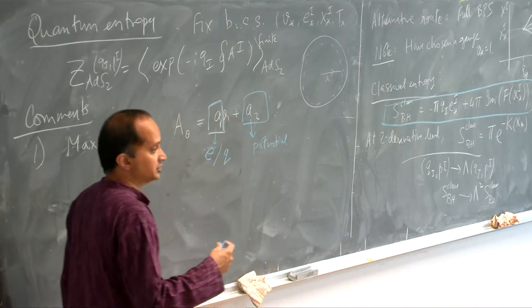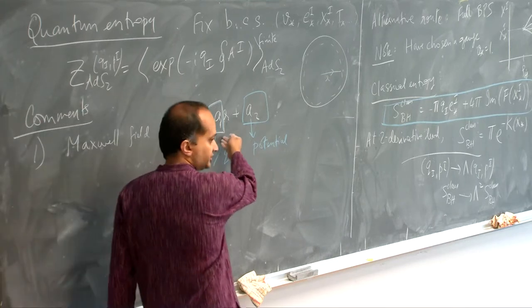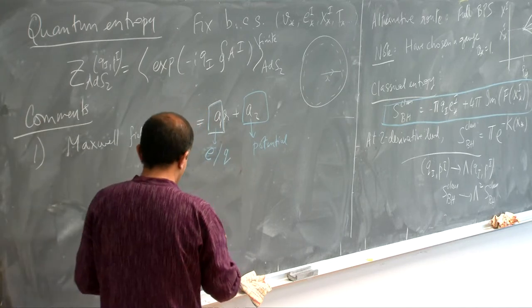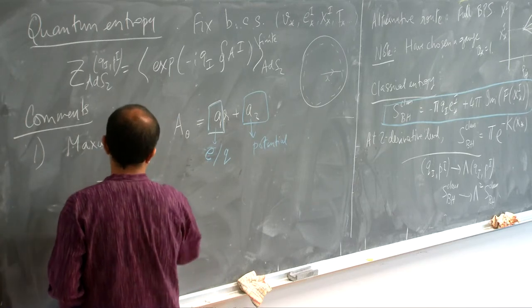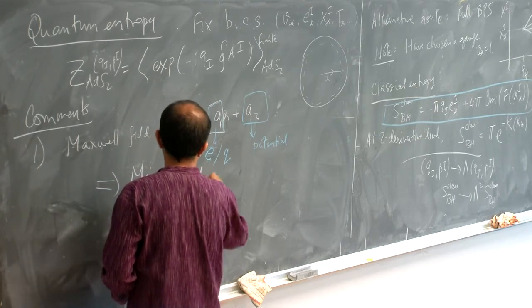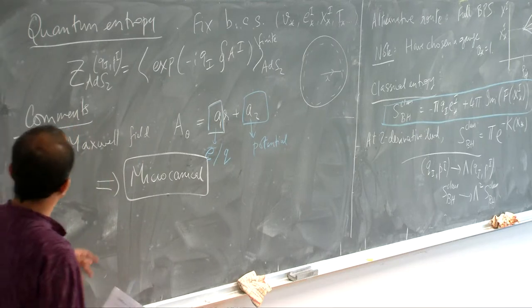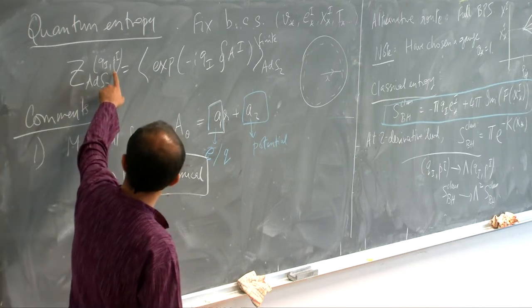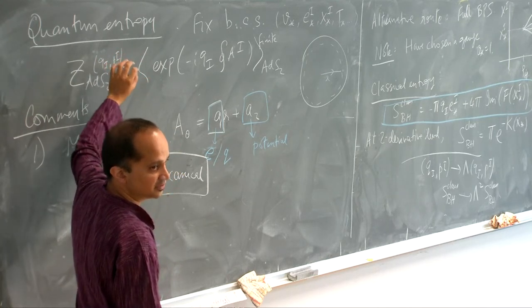Okay, and therefore, if I want to do path integrals, functional integrals on AdS2, I have to keep the charge fixed. Okay? So that means that I'm in the microcanonical ensemble. Okay, that's very important. And that's the fact that this path integral is only dependent on the charges. It's a function only of the charges.